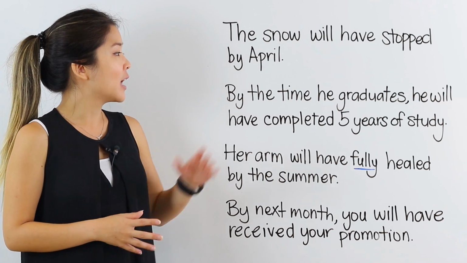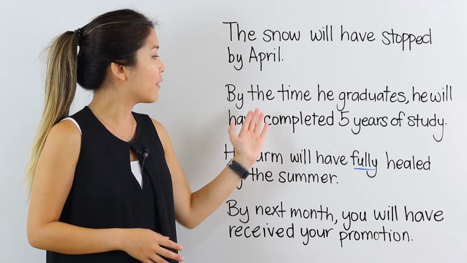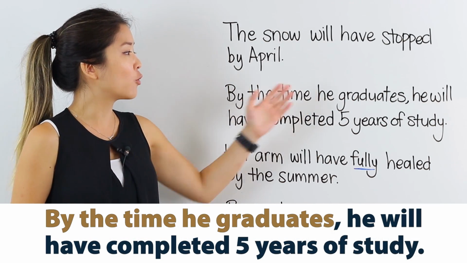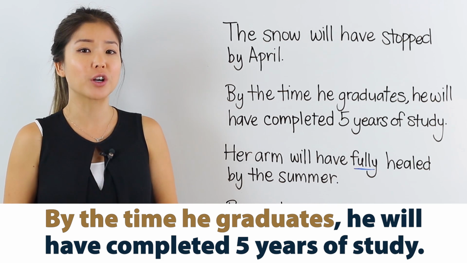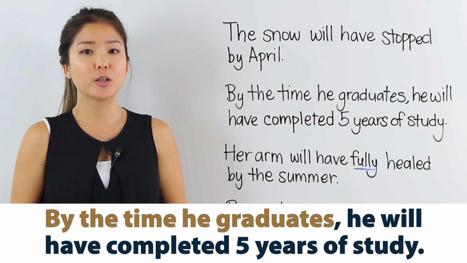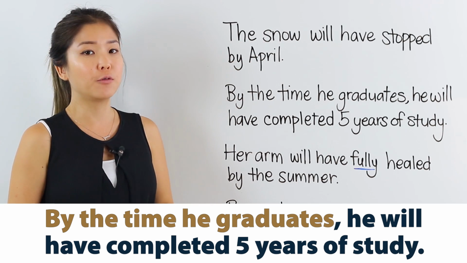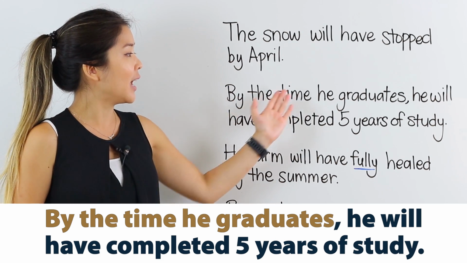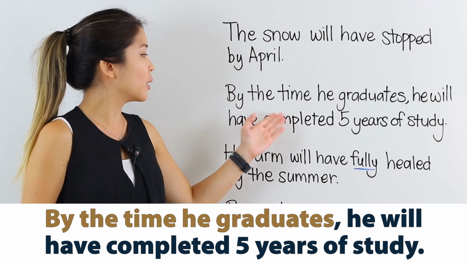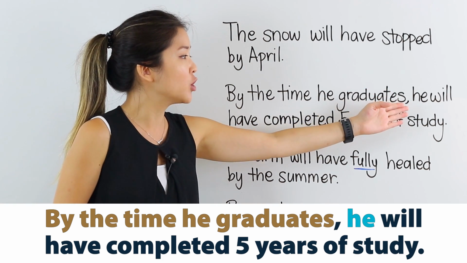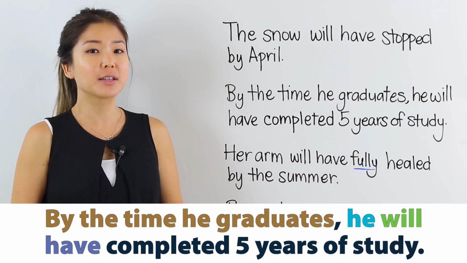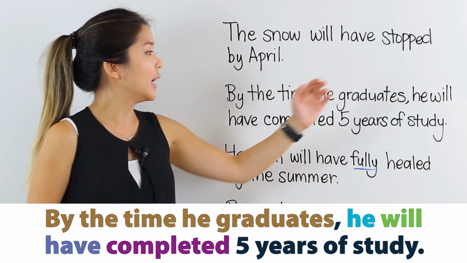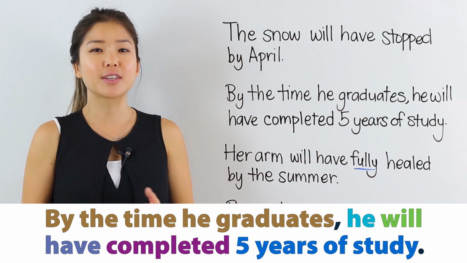The next sentence says, by the time he graduates, he will have completed 5 years of study. In this sentence, by the time he graduates, or the specific time in the future, comes at the beginning of the sentence. So, by plus a time in the future can come at the end, or it can come at the beginning. By the time he graduates, he will have completed. Again, you see subject, will have, and the past participle of the verb, in this case, completed. By the time he graduates, he will have completed 5 years of study.